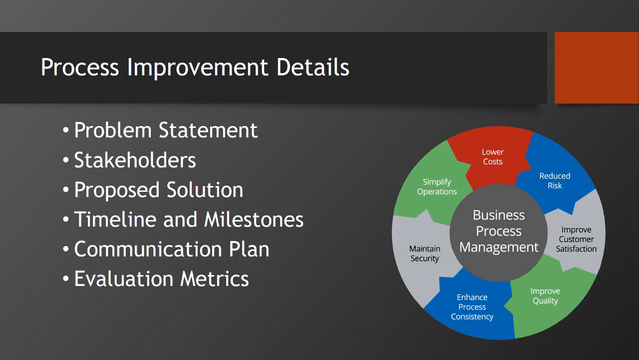Now the process improvement details that we are going to cover are put in place to simplify operations, lower costs, reduce the risk, improve the overall customer satisfaction, improve on quality, enhance process consistency, maintain security, and basically simplify the operations. Today we are going to cover the problem statement that is associated with USDP, the stakeholders involved, what the proposed solution is going to be, the timeline and milestones, the communication plan, and evaluation matrix.